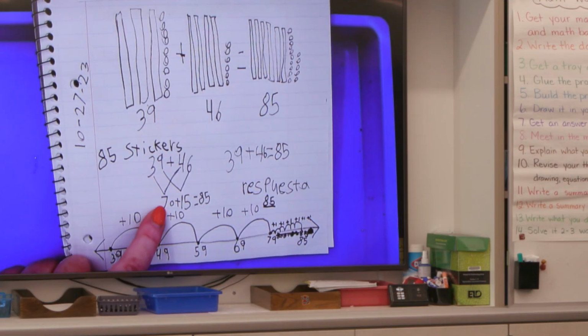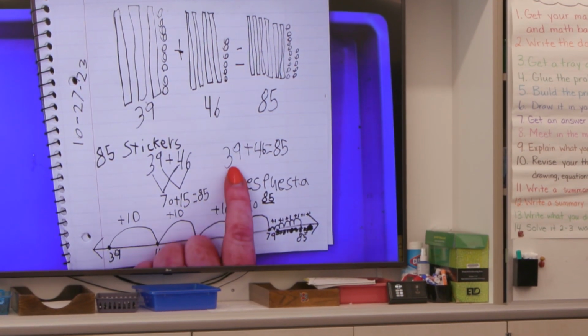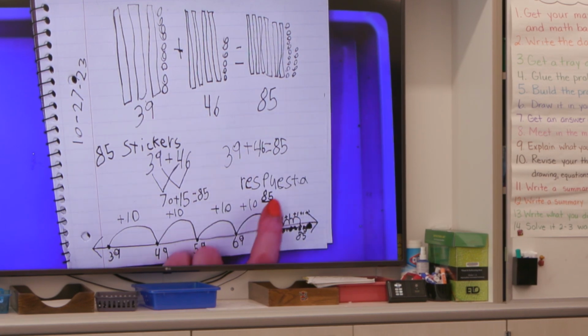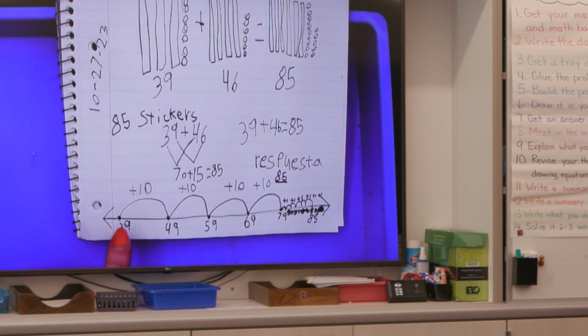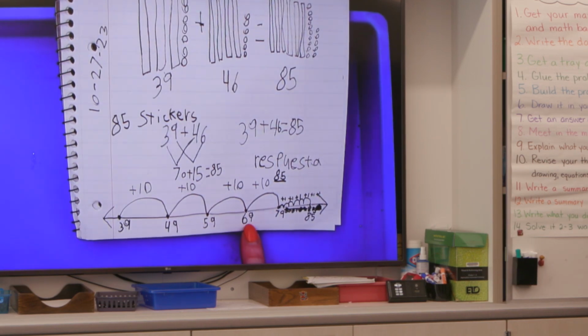30 and 40 is 70. 9 and 6 is 15. That equals 85. He put a summary equation. 39 plus 46 equals 85. He put the answer as 85, and then he did a number line. 39 plus 10 is 49, plus 10 is 59, plus 10 is 69, plus 10 is 79, and then he counted the ones.